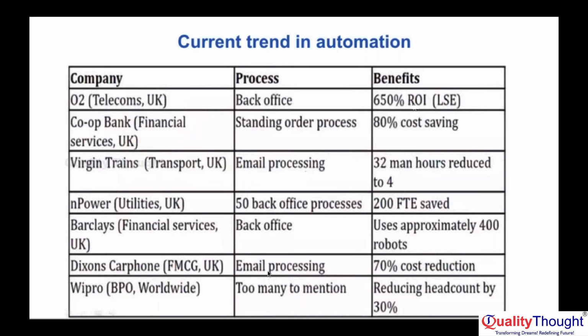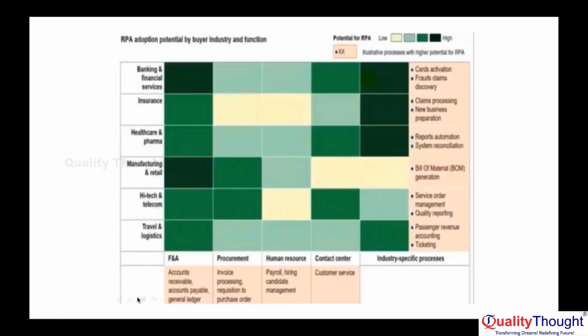And they have automated your email processing and reduced cost by 70%. And Wipro, as we all know, has automated most of their business process automation operations. The processes that they have automated are too many to mention, and they have reduced their headcount by 30% just by implementing this solution across the world. So you can see the big difference that it is already bringing.